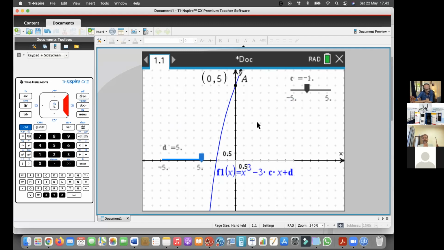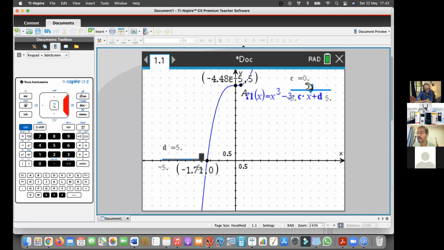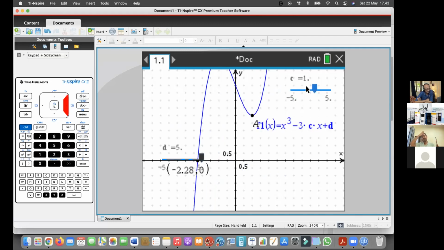Right? Second case, when c is more than 0. When c is more than 0, then what happens?